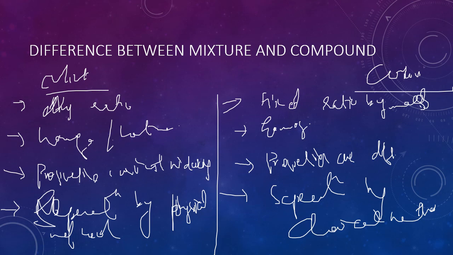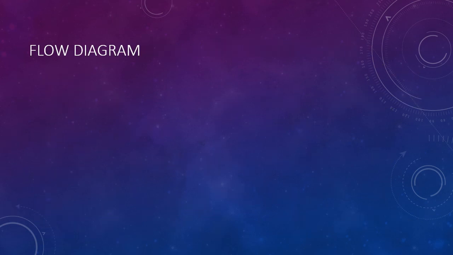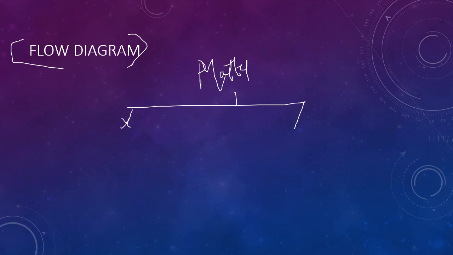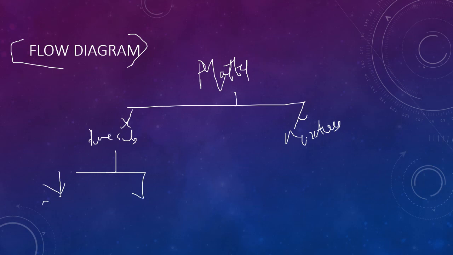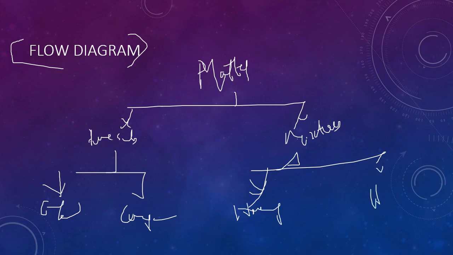So yeah, let's go to the next slide. Flow diagram. You remember we first divided matter into two: pure substances and mixtures. Pure substances are again divided into two: elements and compounds, while mixtures are divided into homogeneous mixtures and heterogeneous mixtures. So this is how it is divided, and that's it.